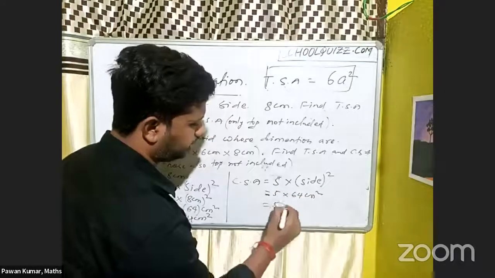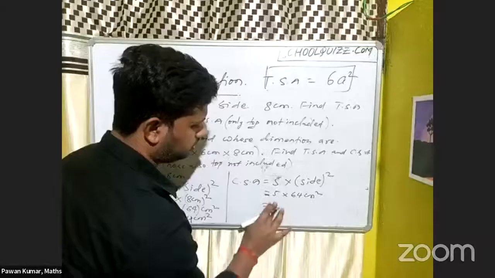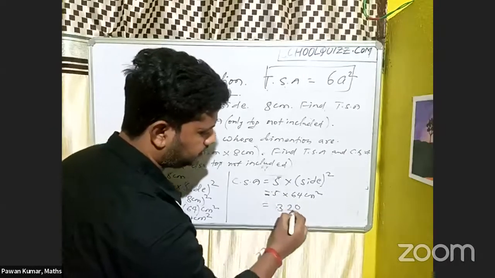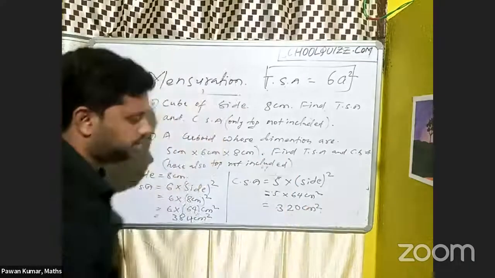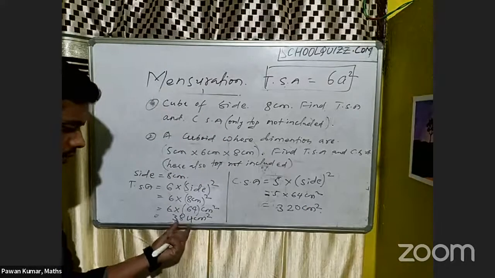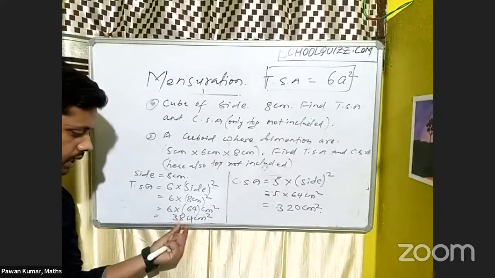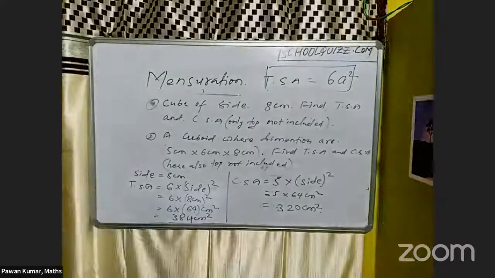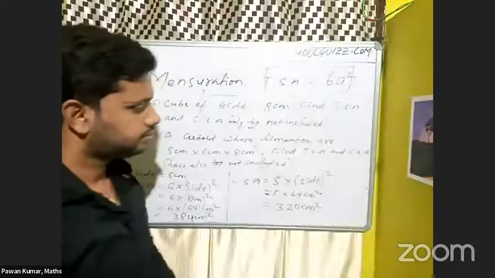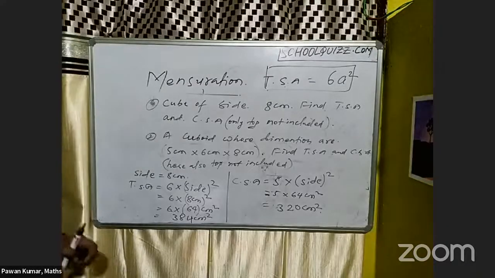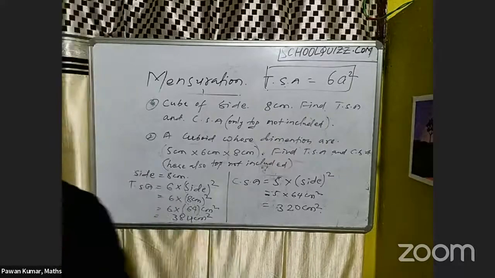So basically 5 into 64. 5 4s are 20. 5 6s are 30 plus 2, 32, no? Correct. 320 centimeters square. So from this you have to subtract the 64, correct? If you subtract 64, you'll get how much? 320 minus 64 is 256 centimeters square. Correct? So now this is all about the cube. So understand how to find the TSA and the CSA of a cube.